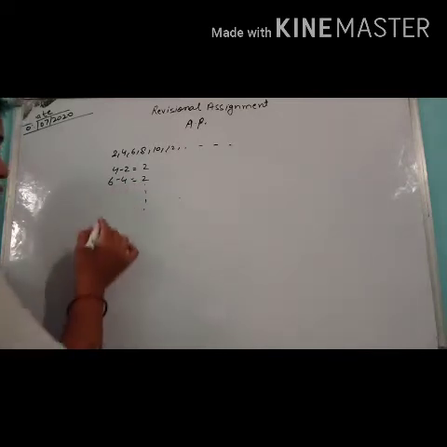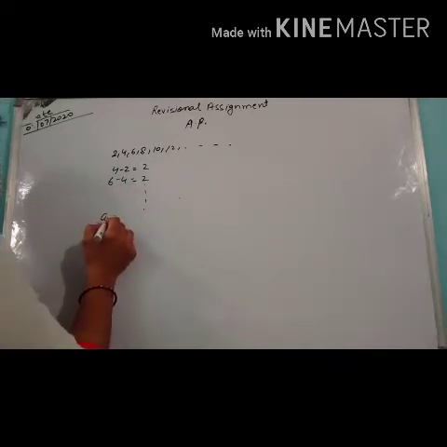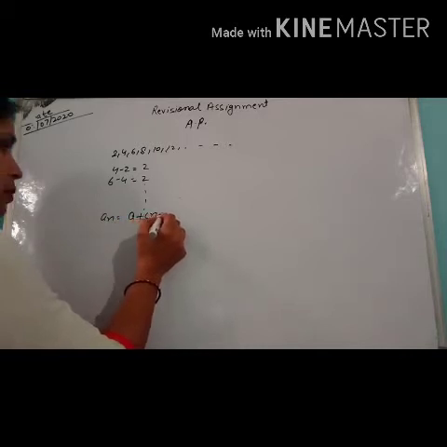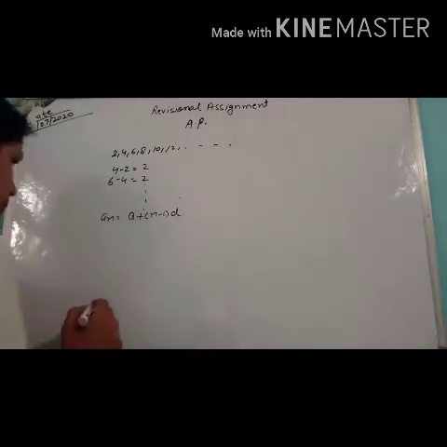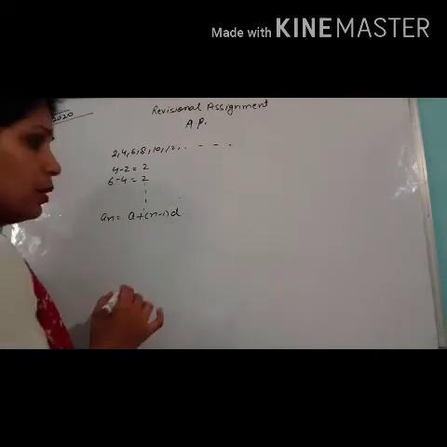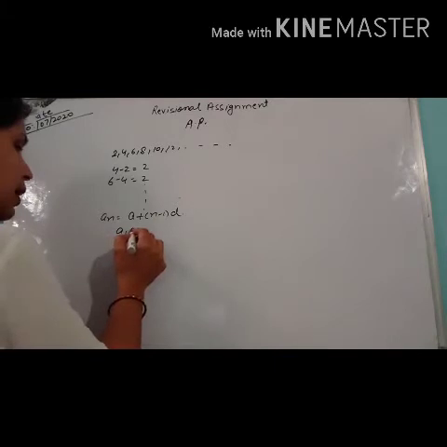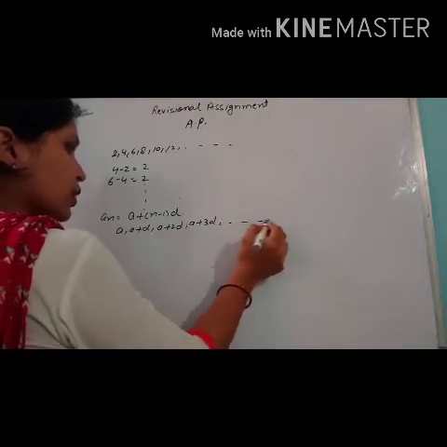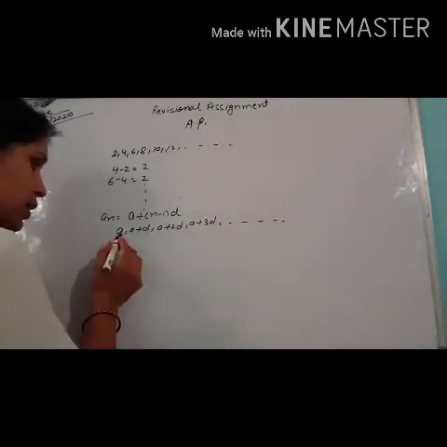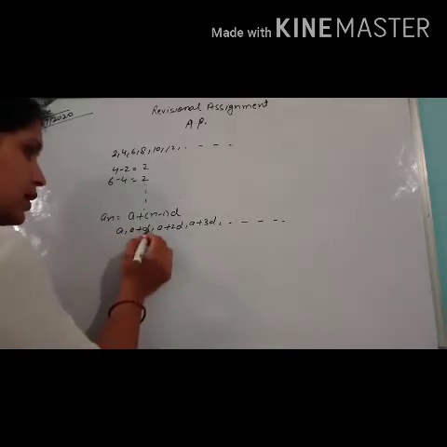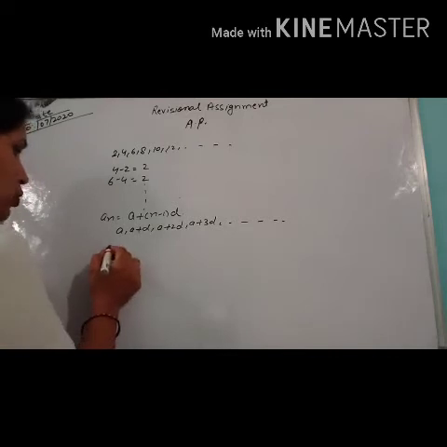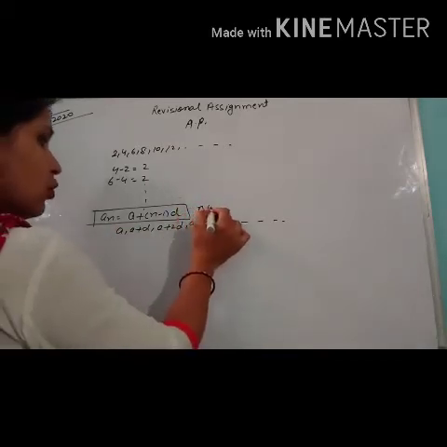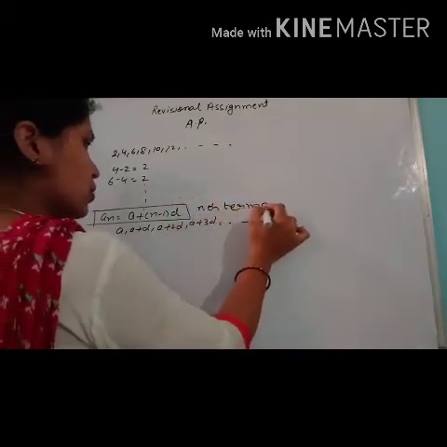Now in this case, we always denote the general term by an, and what is the formula, what is the value of this an? a plus n minus 1 into d. Next is the general form of an AP. What is the general form of an AP? a, a plus d, a plus 2d, a plus 3d and so on. This is the general form of an AP. Here a is the first term and d is the common difference. This is the formula for the nth term, or we can say the general term of an AP.